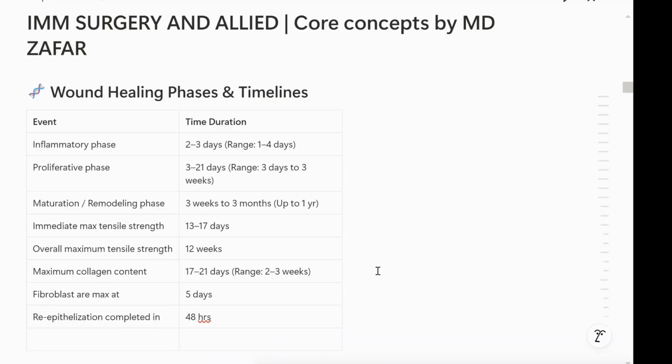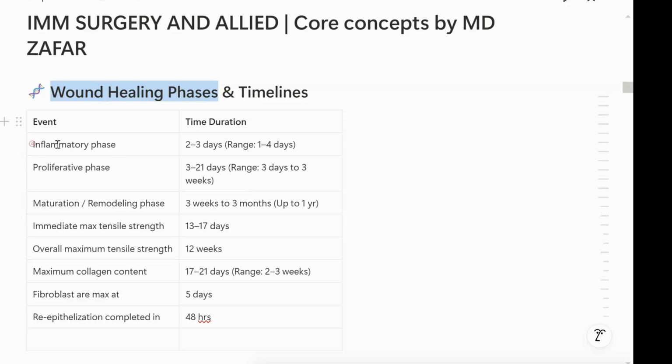I am Dr. M.D.Zafar and I deliver lectures on the core concepts related to surgery and allied subjects for FCPS and MS candidates. Today we are going to talk about wound healing, phases and different timelines. So before getting started, I have arranged these wound healing phases in terms of their reference days and weeks in the form of a table, so we have a better understanding.